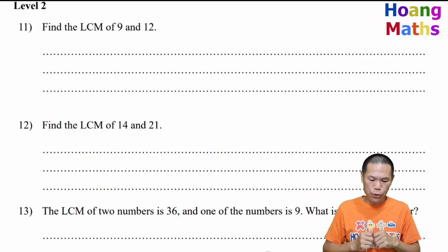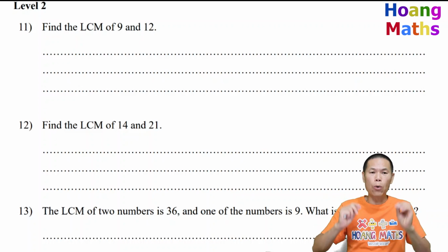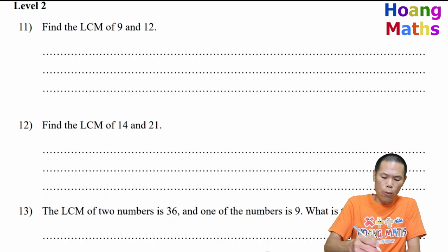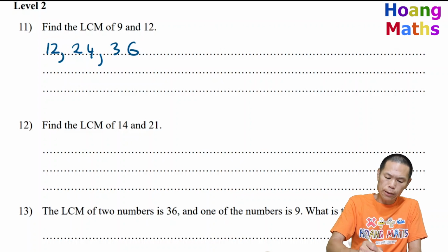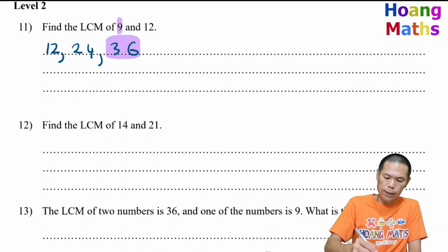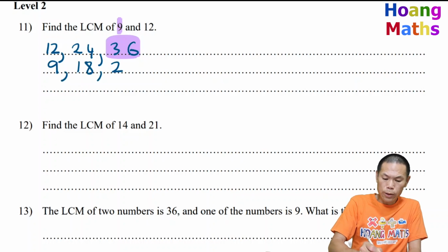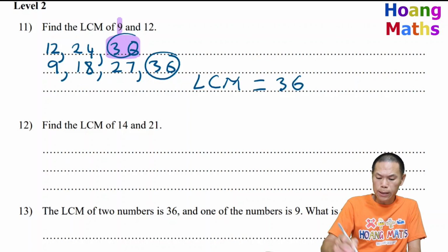Let me go through them with you. So we need to find the lowest common multiple of 9 and 12. I can just list the multiples of 12 out. This is 12, 24, 36. So 36 is a multiple of 9 as well because 9 times 4 is 36. Otherwise, you go 9, 18, 27, 36. So there you go. The lowest common multiple of 9 and 12 is 36.